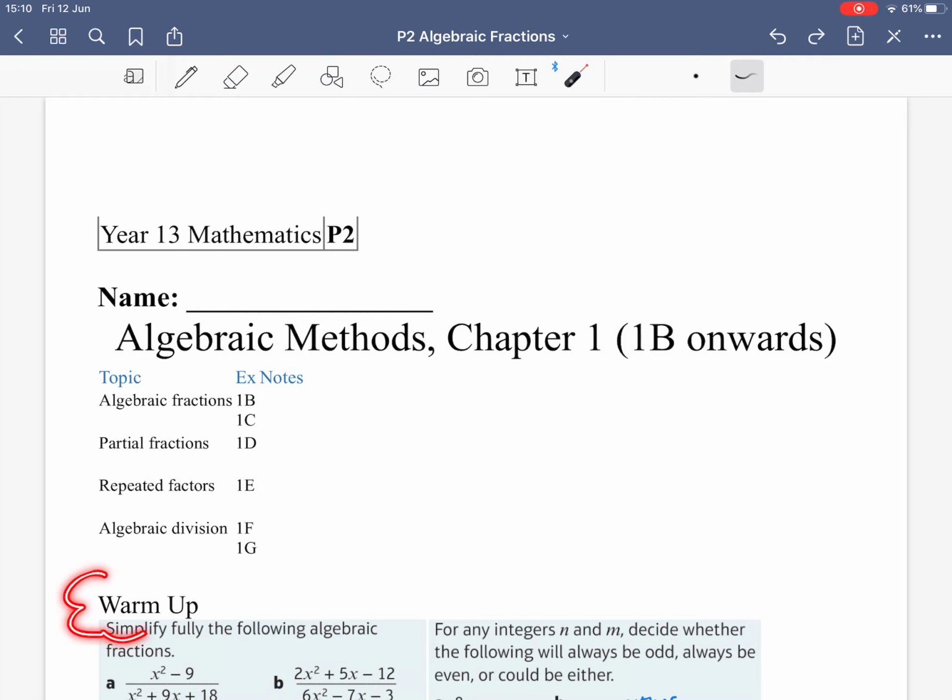So could you start please with the warm-up questions in your booklet? There's 3 questions to begin with. Perhaps pick the first and last depending on how confident you are, and then have a look at the second question. When you've done that, unpause the video and we will go over it.